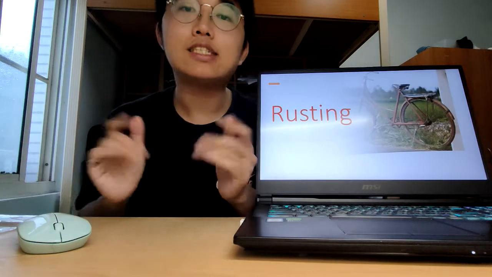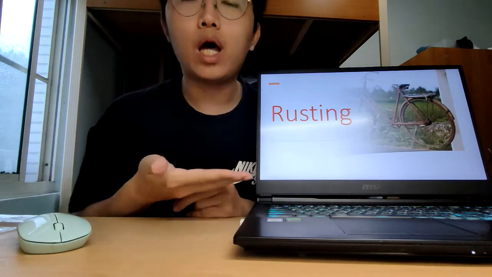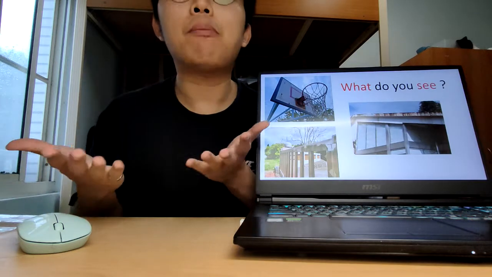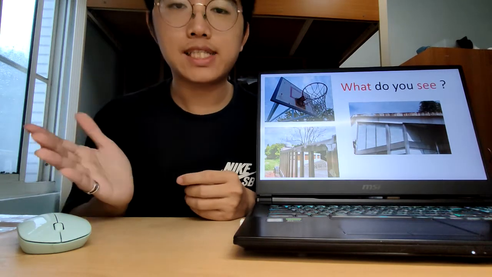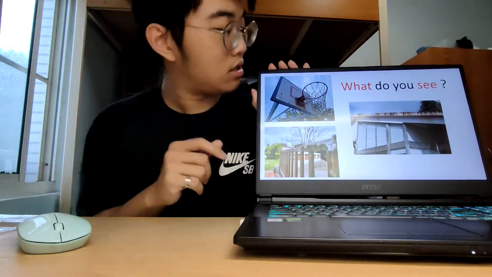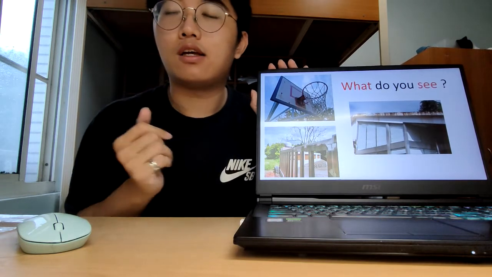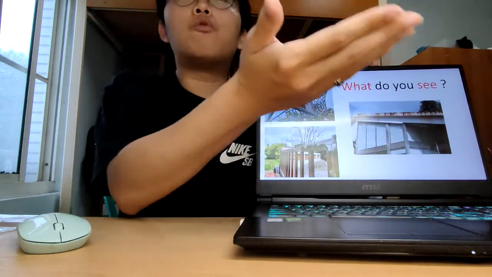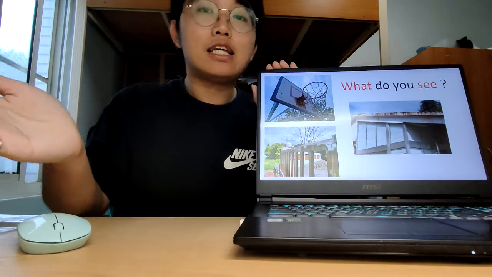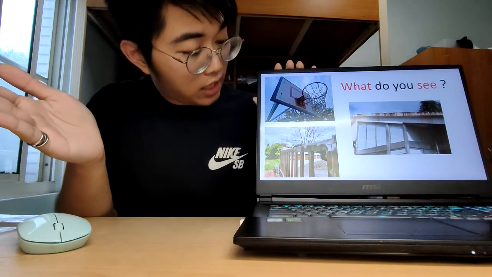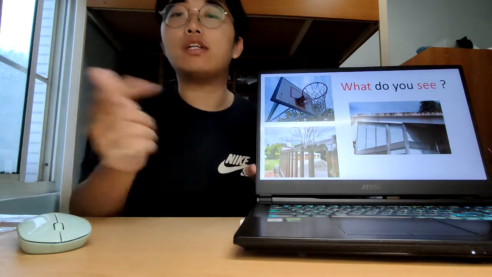Hello class, today we are going to talk about rusting. So look at the picture. What do you see? Raise your hand. Anderson. Oh, the roof. Emmy. Yes, the gate. Very good, it's here.